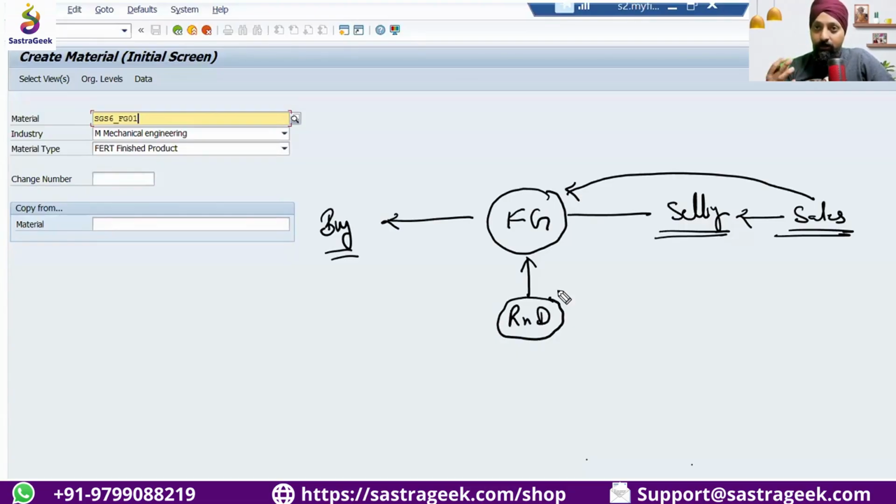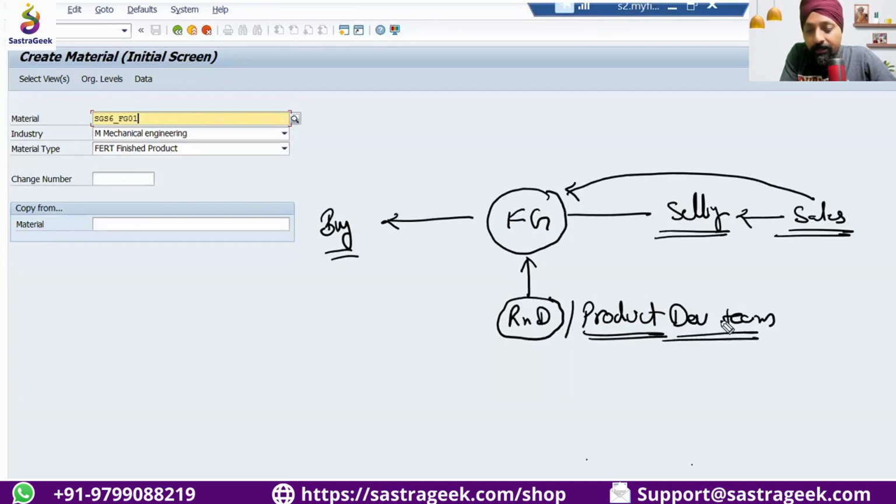They will create a prototype. They will do the test. And they will say that this is ready to go into the market. First, your R&D team, or somebody also talked about the product team or your product development team. Your R&D team, your product development team will be the first team who would be creating the product.